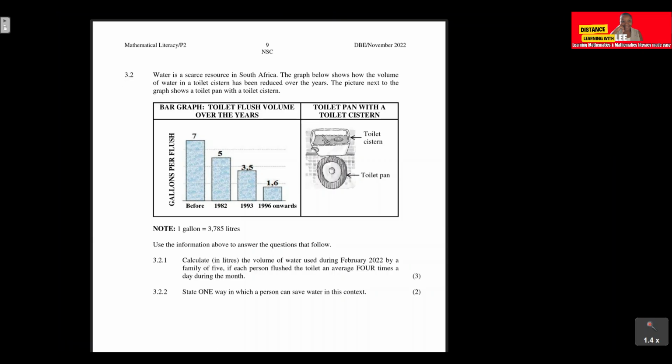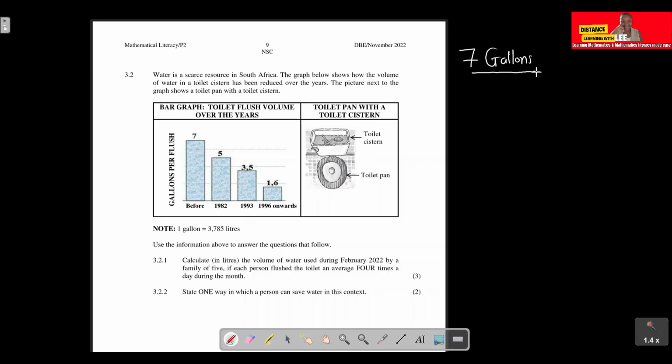Okay, so they told us that before 1982, people would use seven gallons per flush. So what does this mean? How can I change this into an equation? It's just 7 gallons is equal to 1 flush. So when a person flushes once, they would use 7 gallons of water.